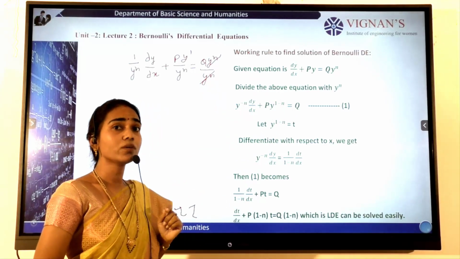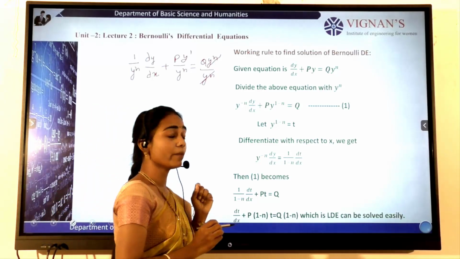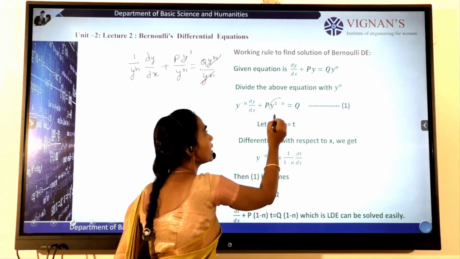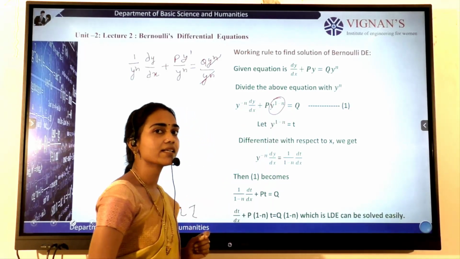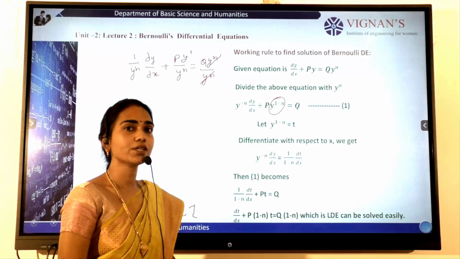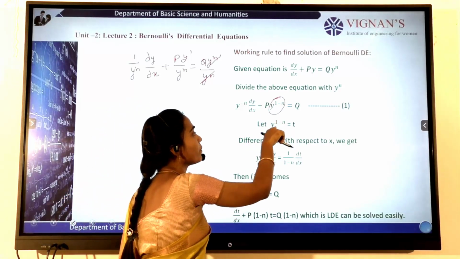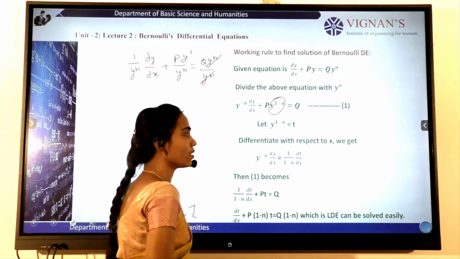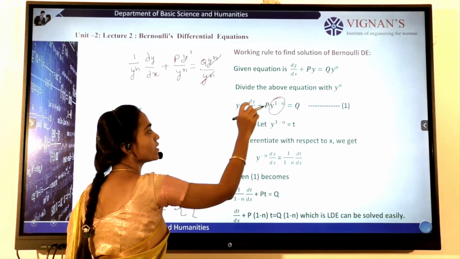Here we have to take a substitution. The main important substitution in Bernoulli's equation is, we have to take the term y power 1 minus n as t to convert this equation into linear. So, let us take y power 1 minus n is t. So, differentiate with respect to x. What happens if we differentiate this with respect to x?